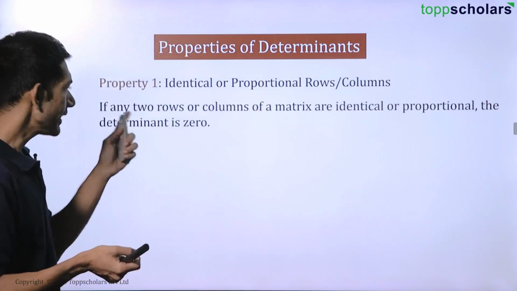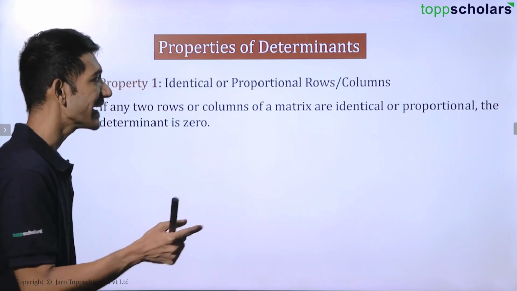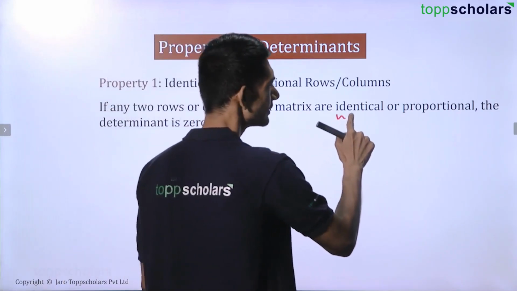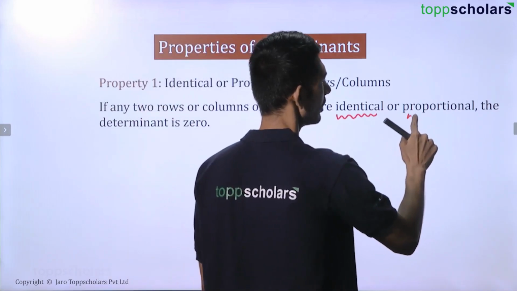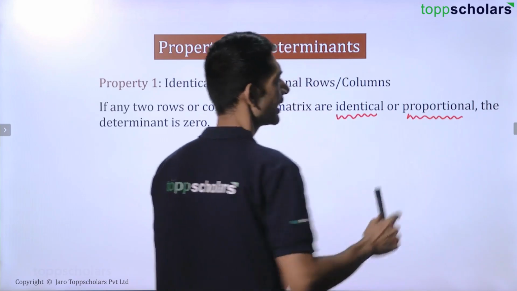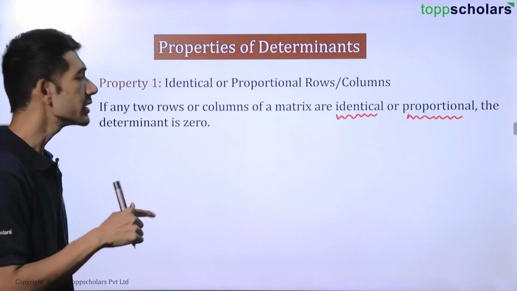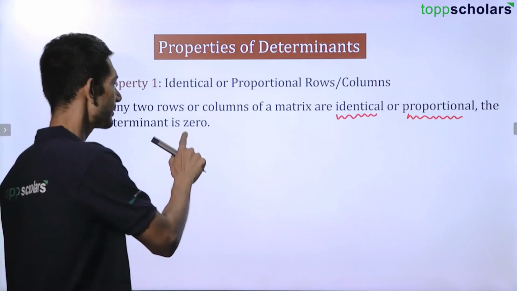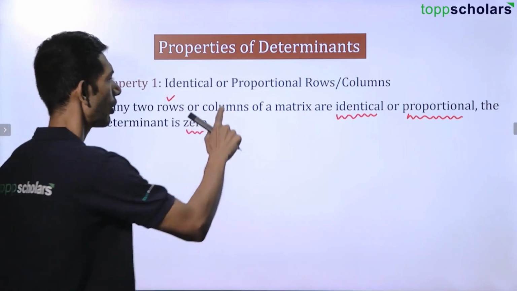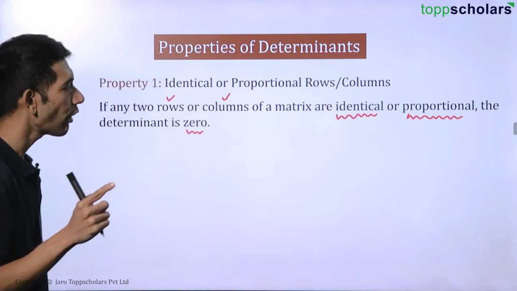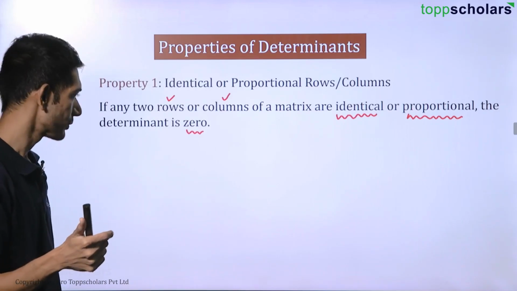Now, if any 2 rows or columns of a matrix are identical, identical means same, if they are same, or proportional. Proportional means if they are scalar multiples of each other. I'll tell you the examples as well, don't worry. The determinant is 0. So when is the determinant 0? The determinant is 0 when any 2 rows or any 2 columns of a matrix are identical. Either they are same or they are in proportion.